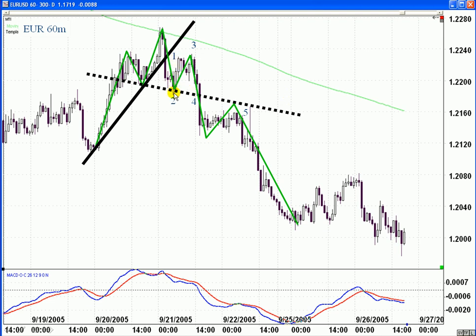Step 1, Step 2, to the base level of support. Step 3, the right shoulder. Step 4, break of the neckline. And Step 5, retest of the neckline.